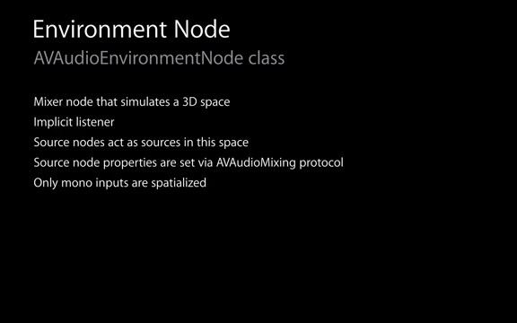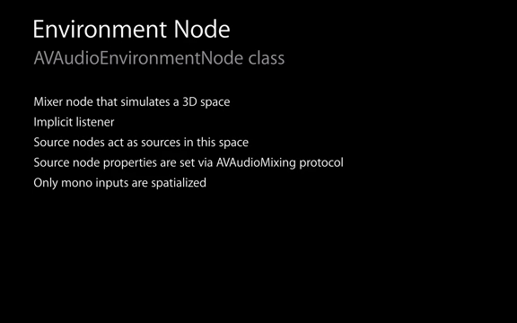I'd like to introduce a new node called the environment node. And this is essentially a 3D mixer. So when you create an instance of the environment node, you have a 3D space, and you get a listener that's implicit to that 3D space. All of the source nodes that connect to the environment node act as sources in this 3D space. So the environment has some attributes that you can set directly on the environment node, and then each of these sources has some attributes, and you can set those using the AVAudioMixing protocol's 3D properties.